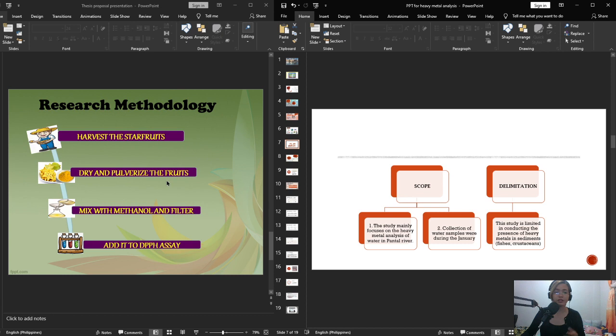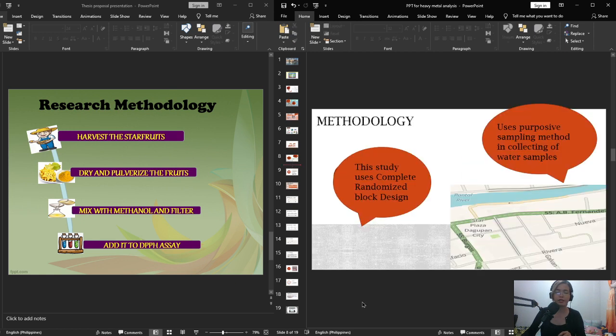Okay, research methodology, but in this one they have scope and delimitation. You can also include that one, but you have to summarize it. What is the scope and what is the delimitation of the study? The only downside of this slide is that their fonts are too small. It's hard for your viewers to see this slide.